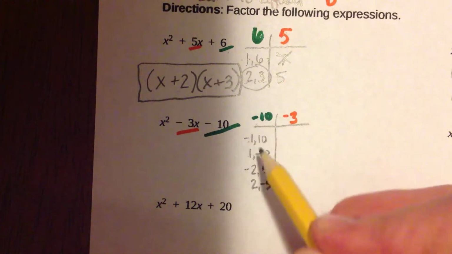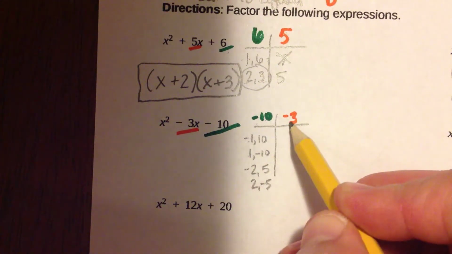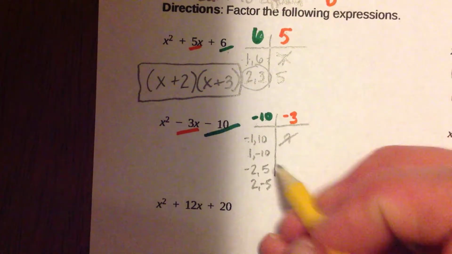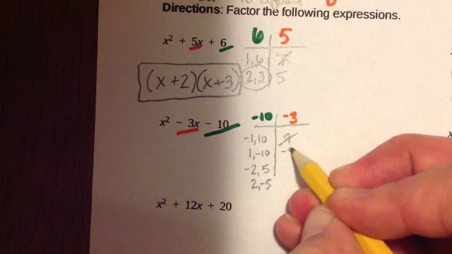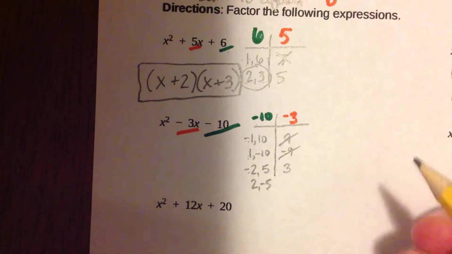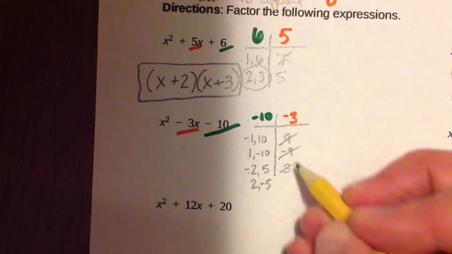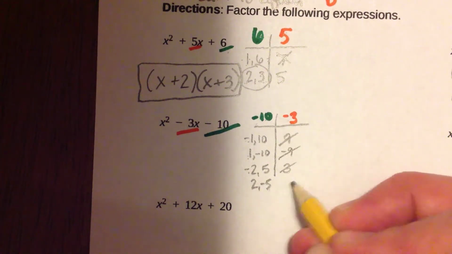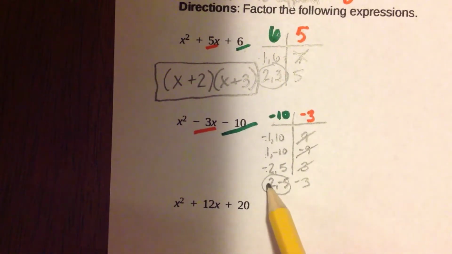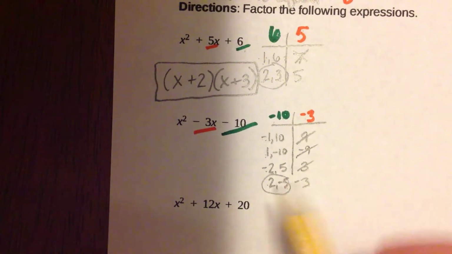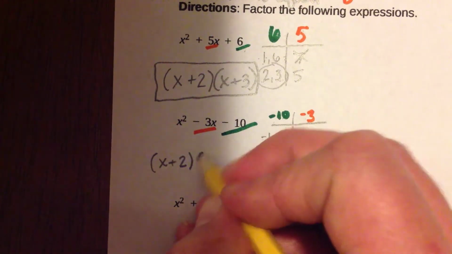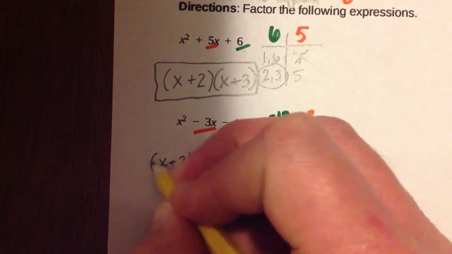Now let's add these together and see which pair adds to be negative 3. Negative 1 plus 10 is 9. That doesn't work. 1 plus negative 10 is negative 9. That doesn't work. Negative 2 plus 5 is positive 3. Oh, we know we're getting close, but that doesn't equal negative 3. 2 plus negative 5 is negative 3. That's our answer right there. So keep in mind the 2 is positive and the 5 is negative. So I write x plus 2 as one factor and x minus 5 as my other factor.